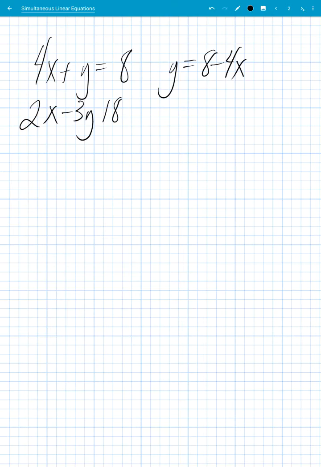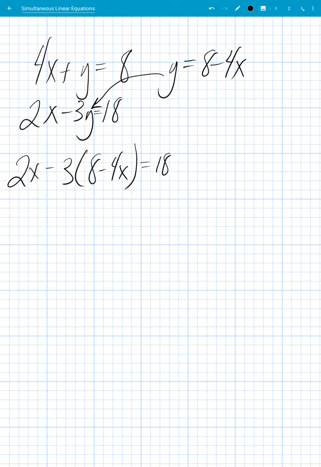And this is called substitution because now what I do is I take and I substitute it into the second equation. So where this y is, I substitute that in, so I get minus 3 times (8 minus 4x), because I know that's what y is equal to in terms of x from the first equation. And this is equal to 18. And now I do the algebra, and I get 2x minus 24, and this is negative 3 times negative 4x, so that's plus 12x equals 18.